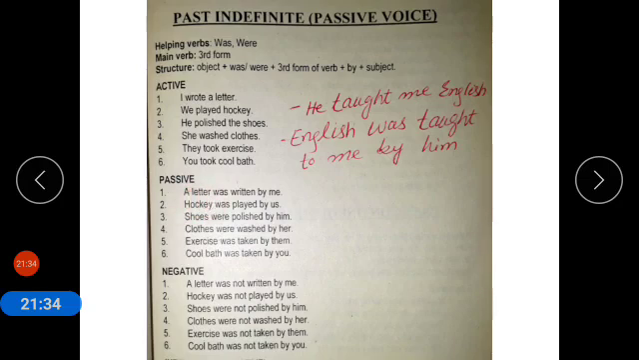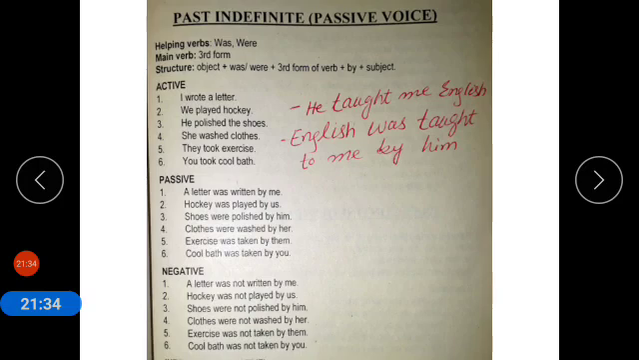A letter, then we will use was, the helping verb. We will use our helping verb according to our subject. A letter is a single letter, so we will use a singular helping verb over here. A letter was, then the third form of verb, written, then by, and I will change into me. A letter was written by me. Second one is: we played hockey. Played shows that it is past indefinite tense, so we will change it. Hockey was played by us.